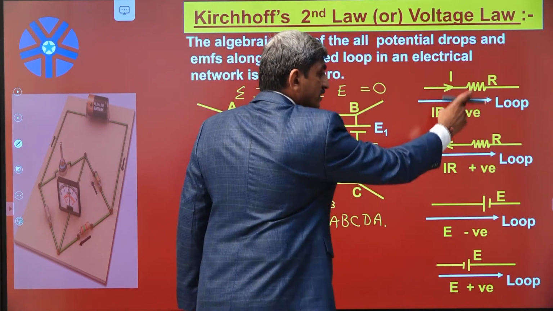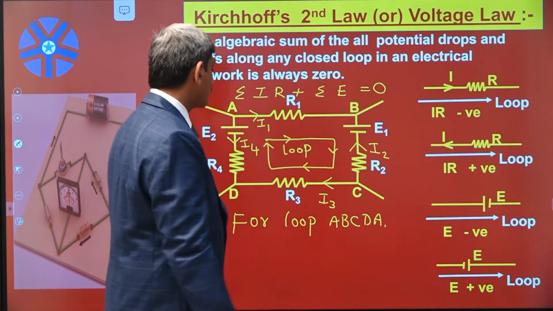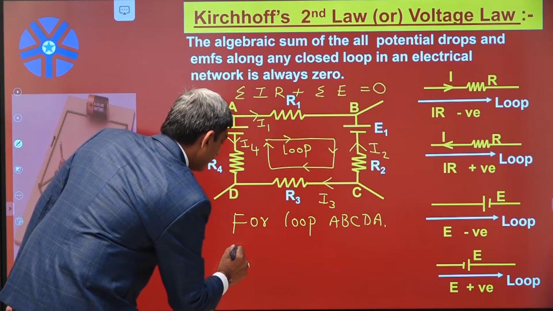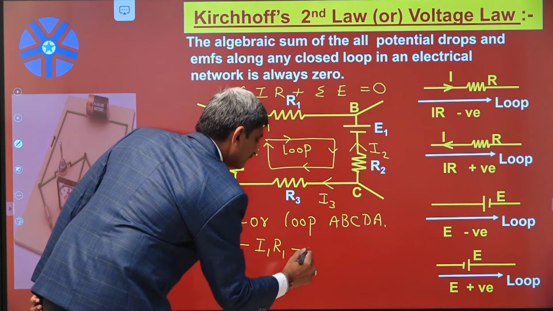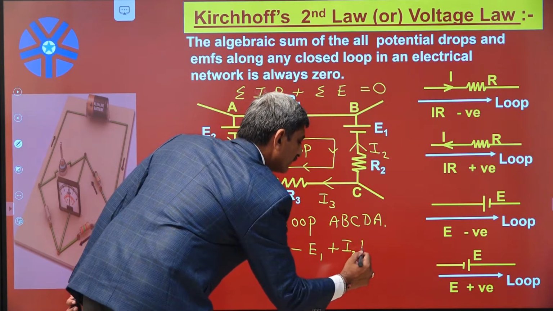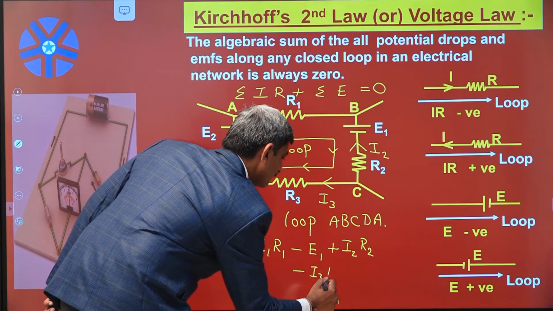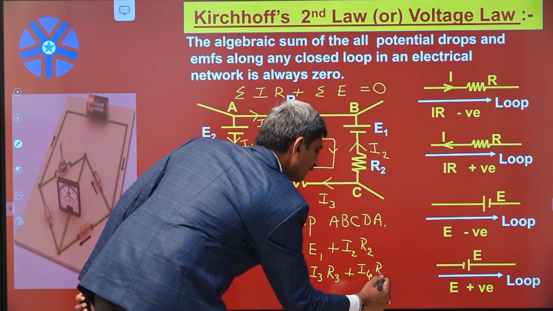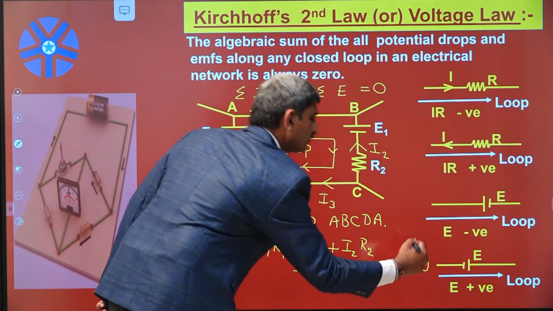Now, by using these four rules, while writing the drops and the EMFs, I am going to write down the loop equation for the closed loop A, B, C, D, A. So, by using those rules, we can write it as minus I1 R1, minus E1, plus I2 R2, minus I3 R3, plus I4 R4, plus E2. This algebraic sum is always equal to 0.